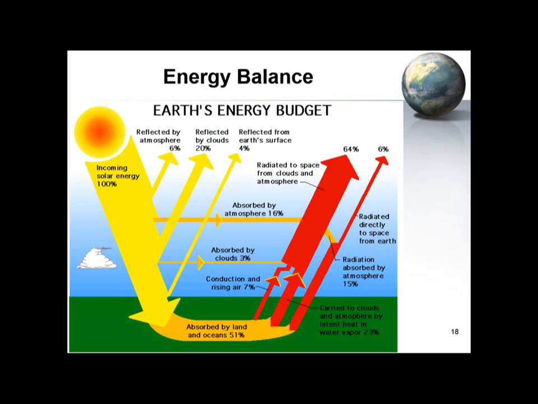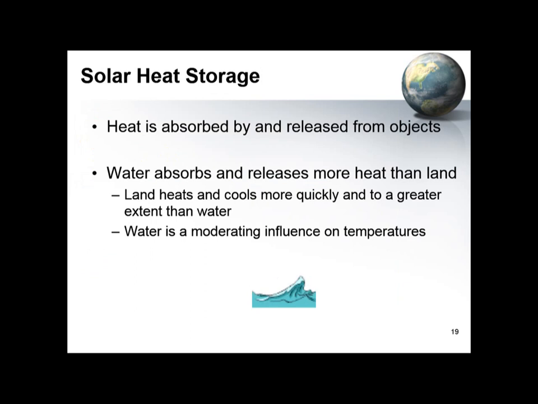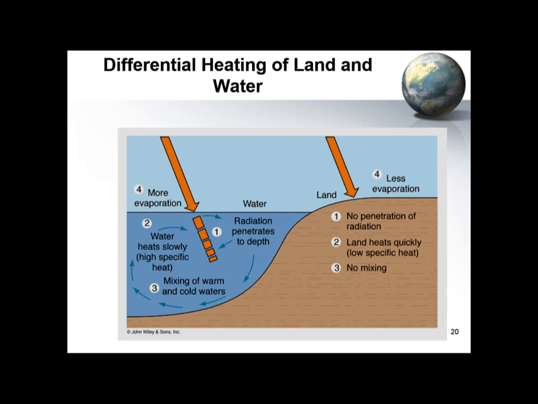Energy balance. You can see in this photo about Earth's energy budget. Solar heat storage: heat is absorbed by and released from objects. Water absorbs and releases more heat than land. Land heats and cools more quickly and to a greater extent than water. Water is a moderating influence on temperatures. And you can see in this photo differential heating of land and water.